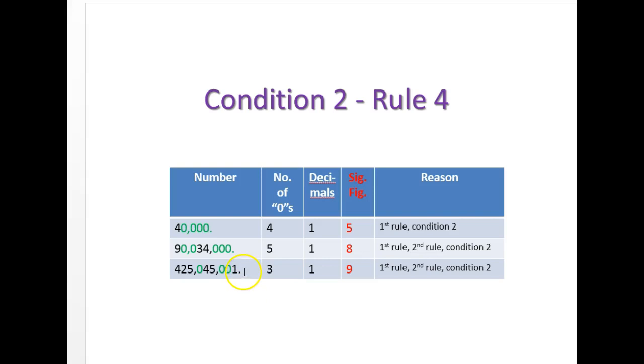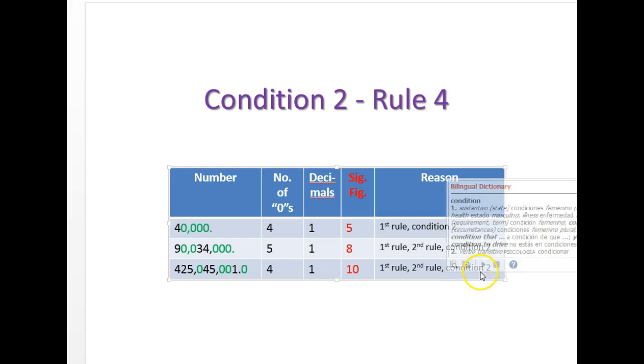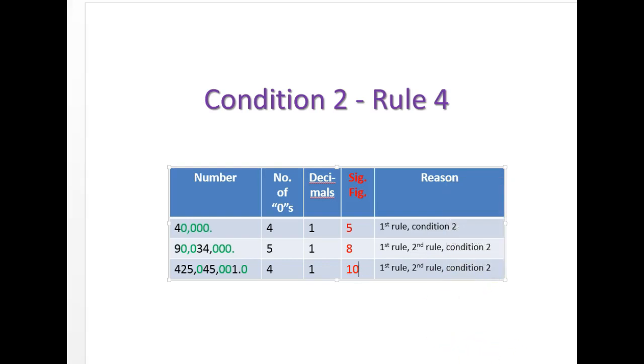So for condition number 2 to apply, we'll have to put another zero. We're going to give it the color. Turn this to 4. And then now we have to turn this to 10. And now it's appropriate to put condition number 2 and all the things associated with that.